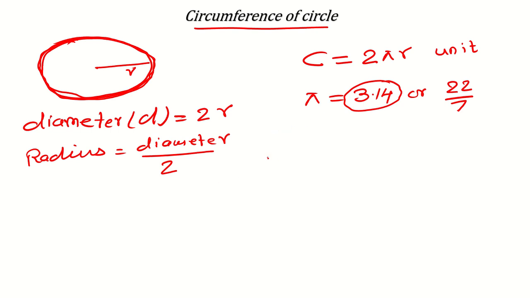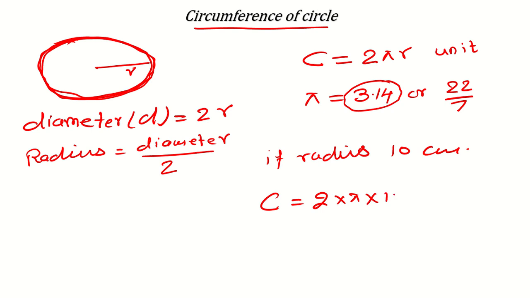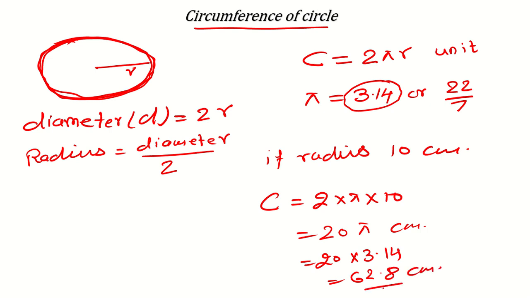For example, if they say radius is 10 centimeter, then what will be the circumference? It will be 2 into pi into radius 10. So maybe answer will be, choice will be given, 20 pi centimeter. Okay, if not, then it can be 20 multiplied by 3.14, means it will be 62.8 centimeter also. So it depends that what choice is given to you in the exam, that choice you can select.